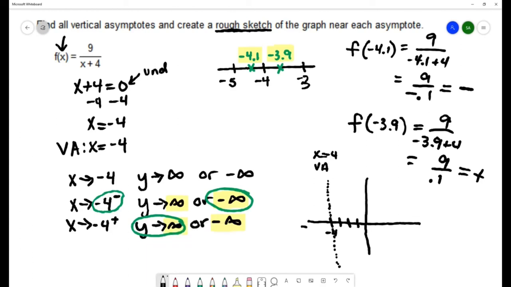So that means that my graph is going to be approaching negative infinity when I'm to the left of negative 4. And my graph, my y values, will approach positive infinity when I am above negative 4. So this gives us a sketch of what's happening near that vertical asymptote at x equals negative 4.